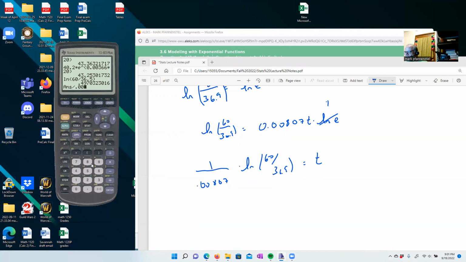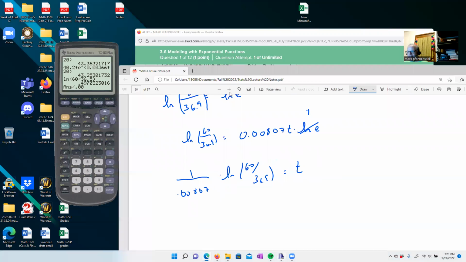What was this, 8? Let me double check here for myself. I went 807, 807, right, and then enter. My time looks like it'll be about 61.6 years. So 61.6 years, that's when our population is going to hit 60 million for Spain, right?